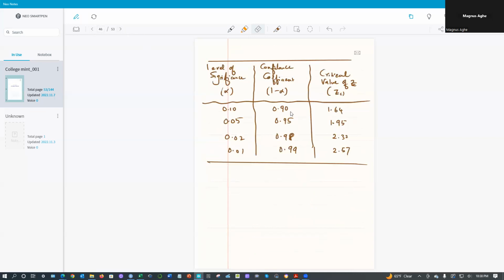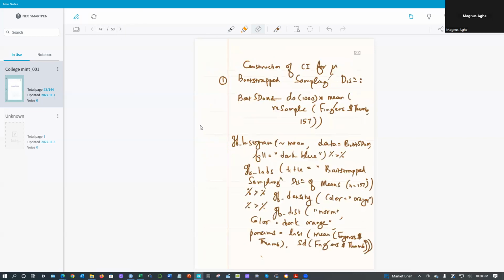If you have 10% and 90% in the middle, you have 1.64, plus and minus. That's the value you're going to bring down and then plug in over here. Then under this discussion, there are several ways you can build up the confidence interval.